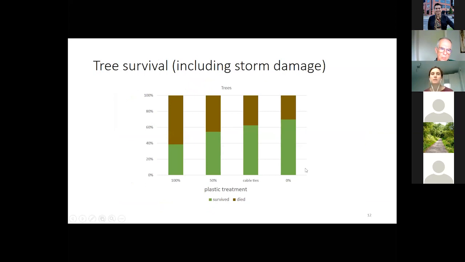And what we saw is that all of the trees had a little bit of trouble surviving the experiment. That was because we did this during the wet season, so there was also quite a bit of storm damage. But on top of that, the trees that were also treated with plastic showed clearly lower survival rates and higher mortality. And especially in the 100% treatment, only 40% of our trees survived. And so it's clear that plastic does have an effect on mangroves, although again, they're relatively resilient because these trees were still able to survive the treatments for the whole course of the campaign. But eventually mortality does increase.